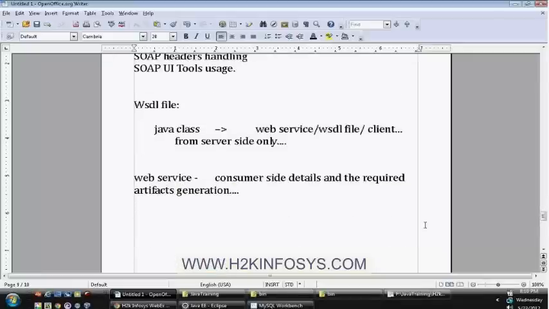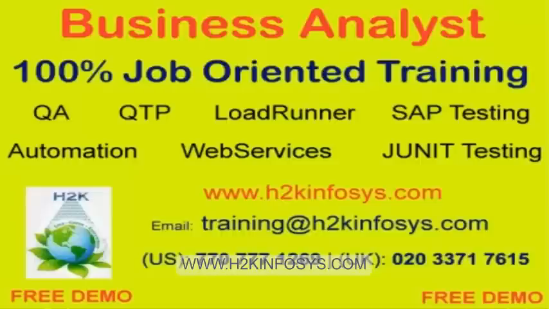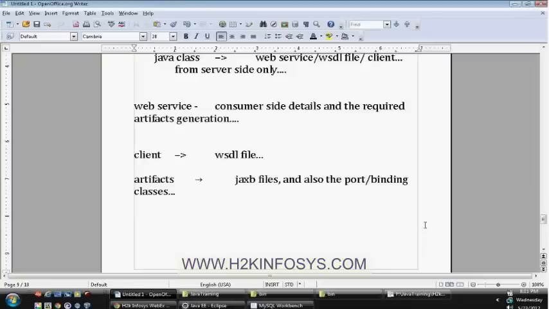So usually the client will receive only the WSDL file. The client is supposed to use the WSDL file to generate the artifacts, nothing but the JAXB files, and also the port or binding classes. So once the service provider has developed a service, he will only provide you the WSDL files.